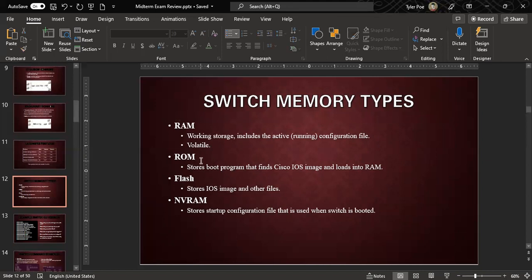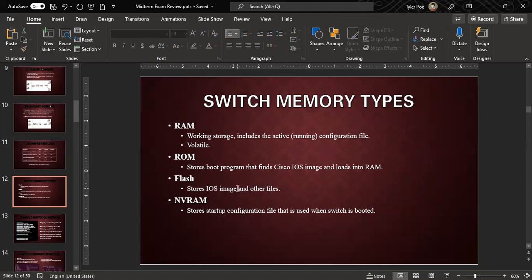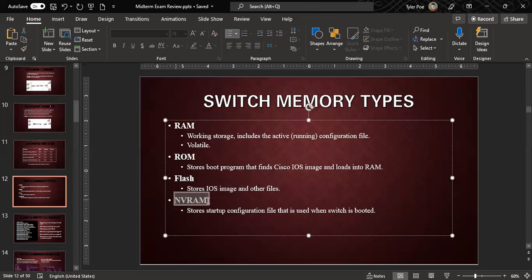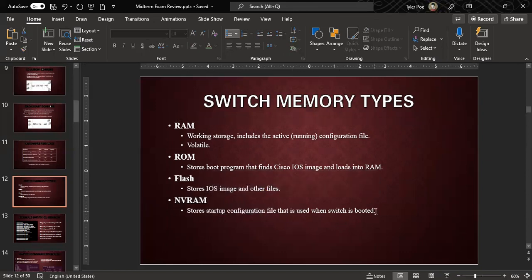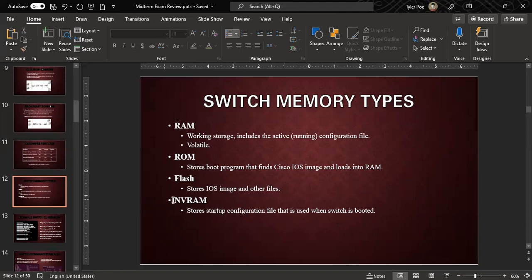Now ROM. The ROM is the type of memory that stores the boot program that finds the Cisco IOS image and loads it into RAM. Now ROM is uneditable. I don't think it'll be tested on that, but just to let you know, you can't edit the ROM. Now flash basically just stores the IOS image. That's all you really need to know about it. The flash memory stores the switch's IOS image. And finally, the NVRAM. It stores the startup configuration file that is used when the switch is booted. Now, I'd say this is editable because when you save configurations, you change the startup configuration. So this is editable memory, but it is saved. It's something that's saved.